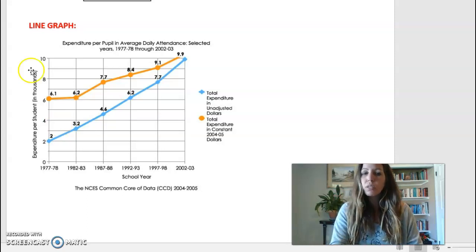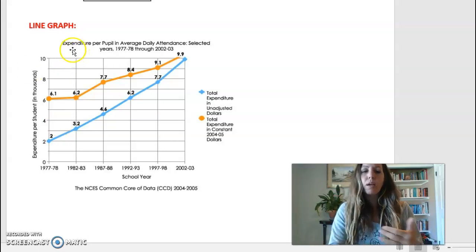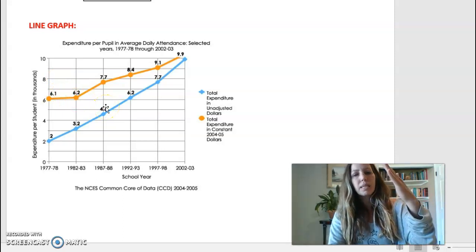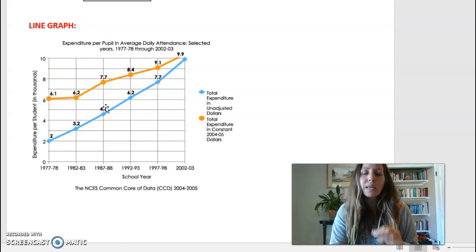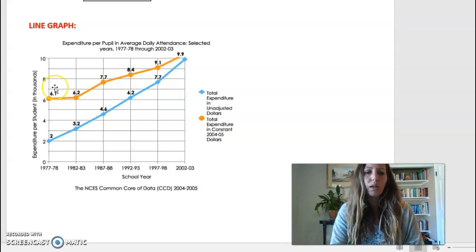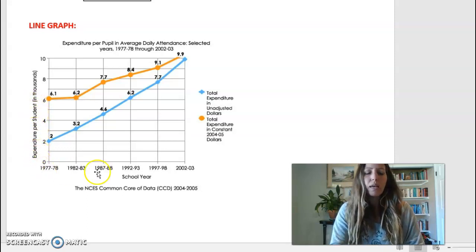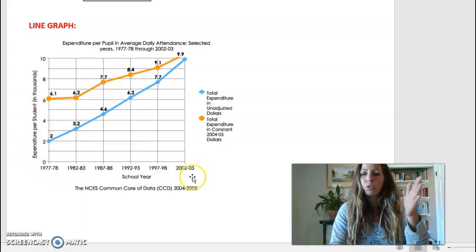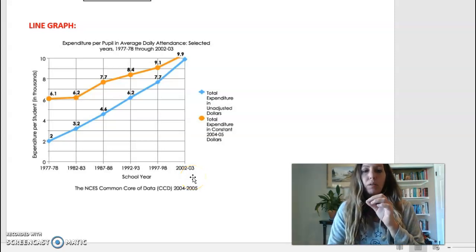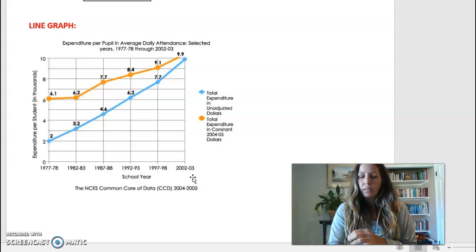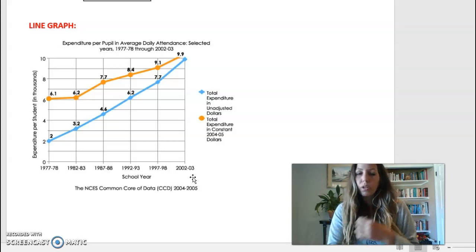Now, line graphs are the same thing as bar graphs because you're setting it up exactly the same, but now we're going to connect the data together to correlate a trend, okay? So again, dependent is my numbers over here. So these are my students in thousands. This is my school year on the bottom, so that's what I'm looking at specifically, the average daily attendance over the years of these students.